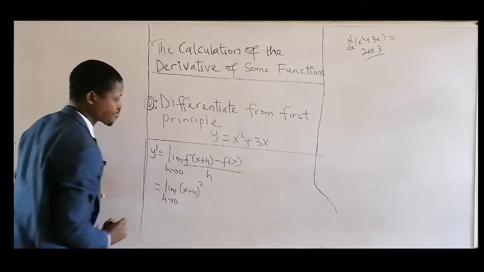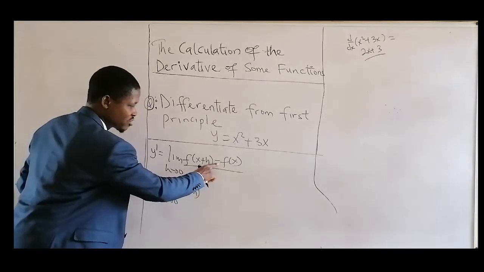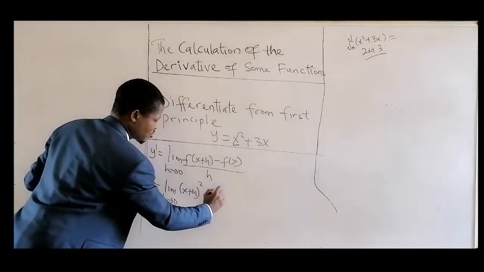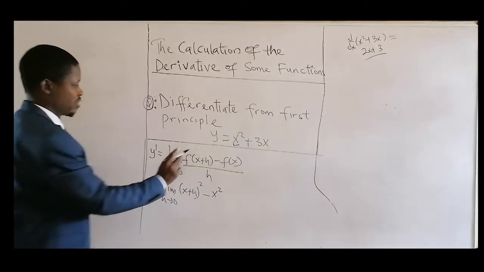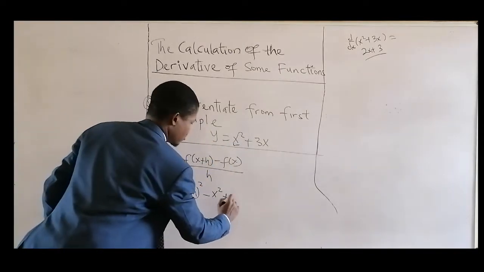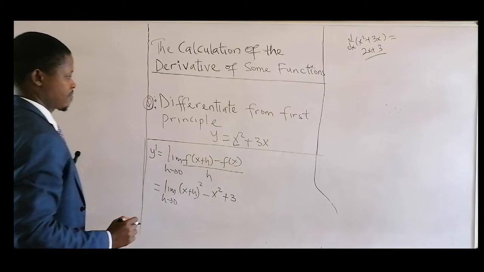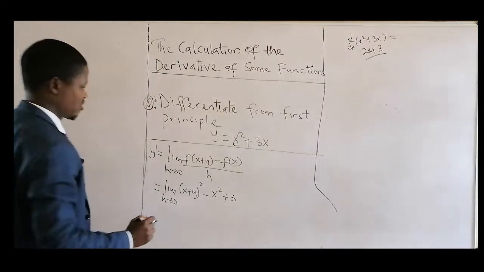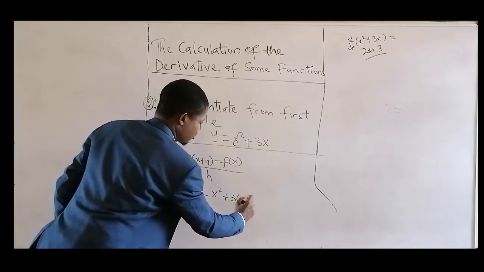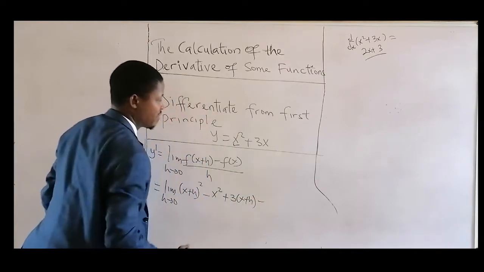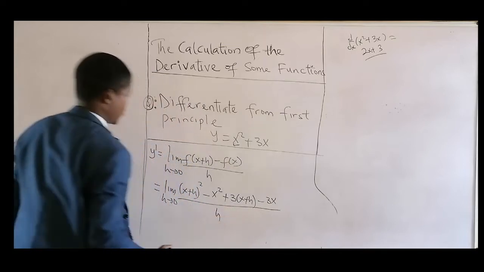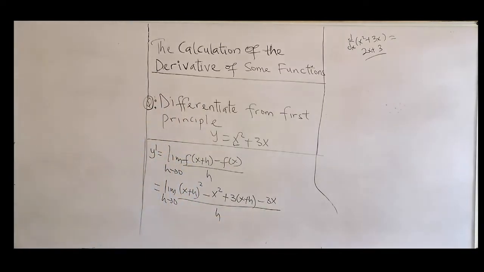You square that, minus the original function, that's x squared. So I'm through with x squared. Then the next one is plus 3 into bracket. The second function is this 3x, into bracket x plus h minus the original function 3x, all over h. Okay? So that's that.